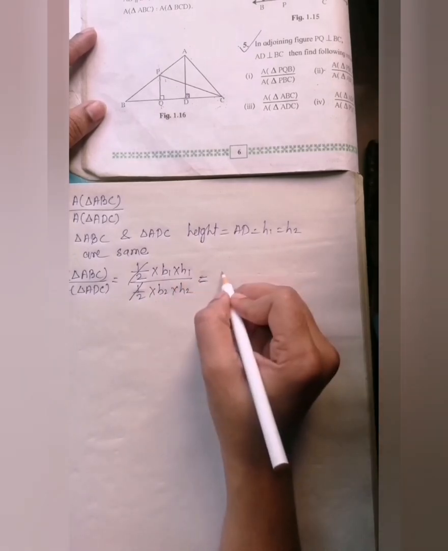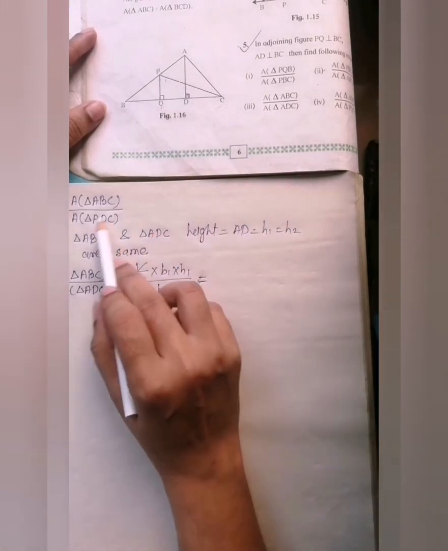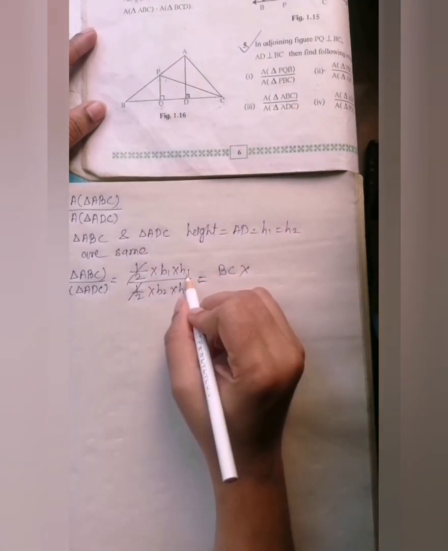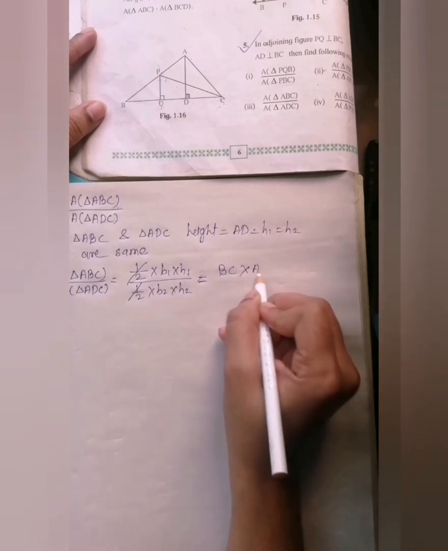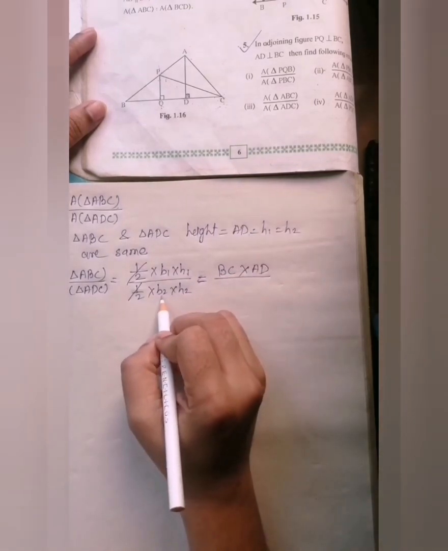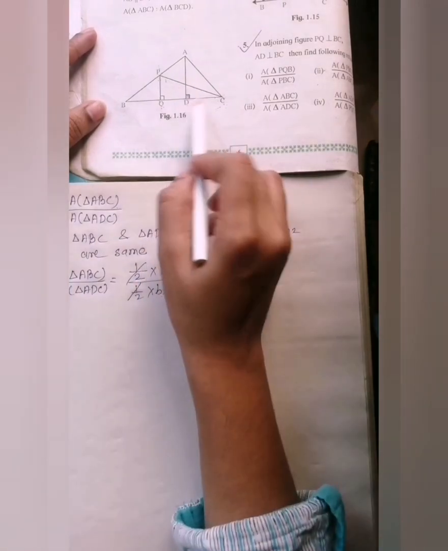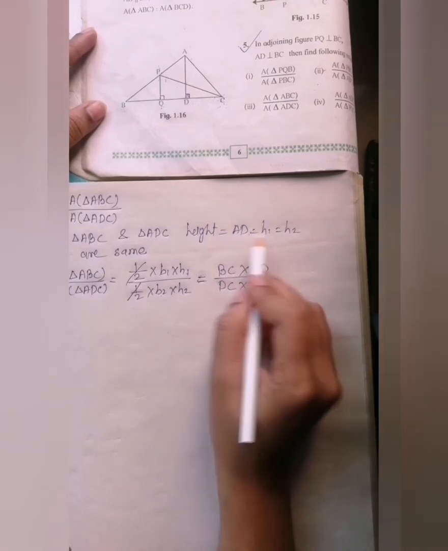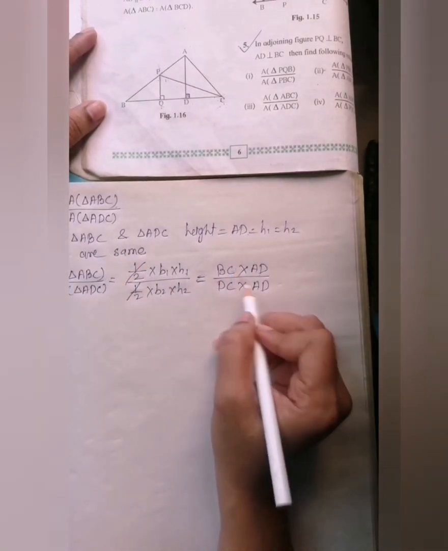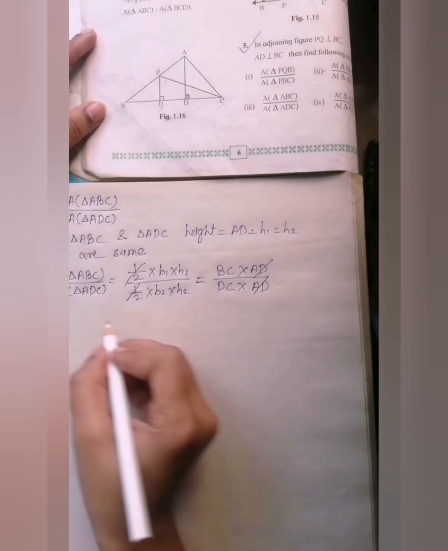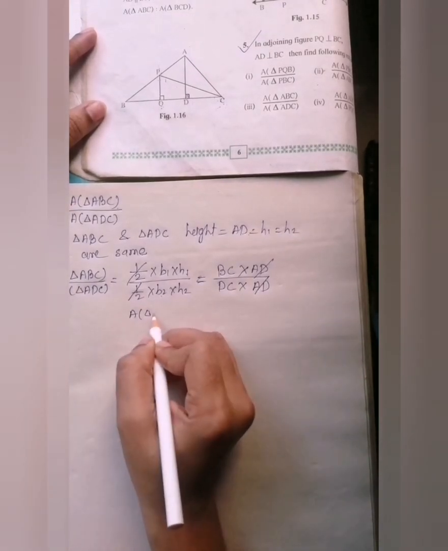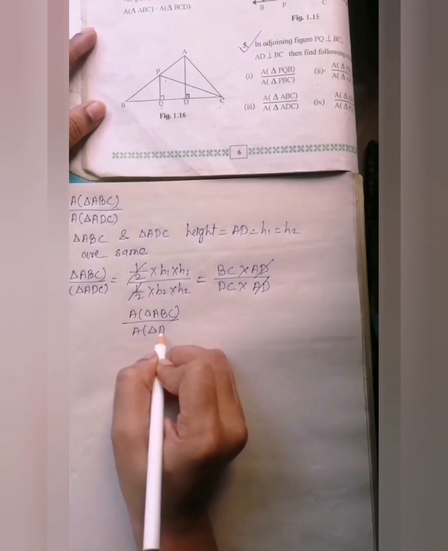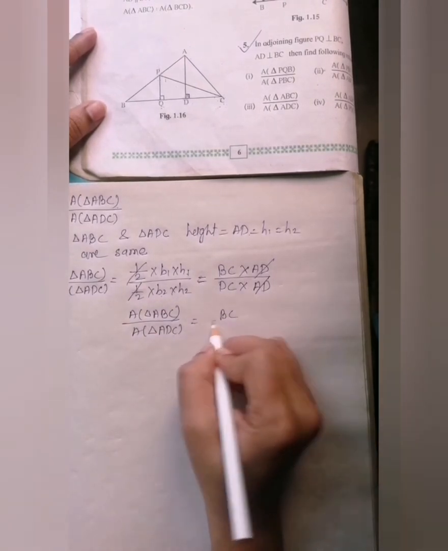B1 is the base of the first triangle ABC, which is BC. Multiply H1, which is AD, upon B2 of the second triangle ADC, which is DC. Multiply AD, write as it is because the heights are the same. After that, cancel AD and AD. So what do we get? Area of triangle ABC upon area of triangle ADC equals BC upon DC.